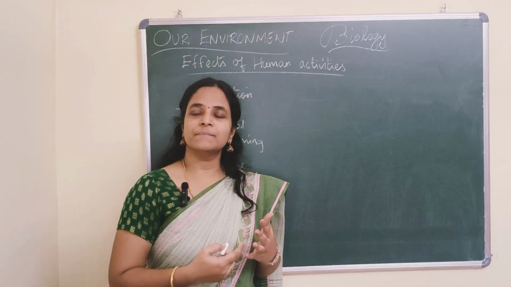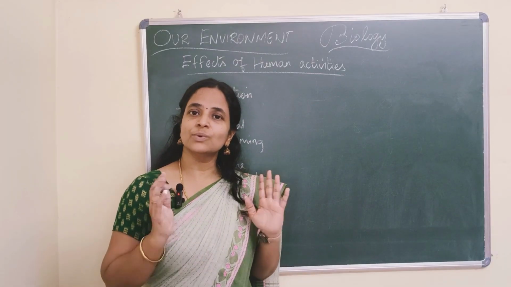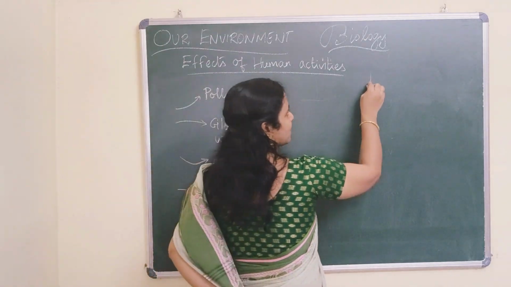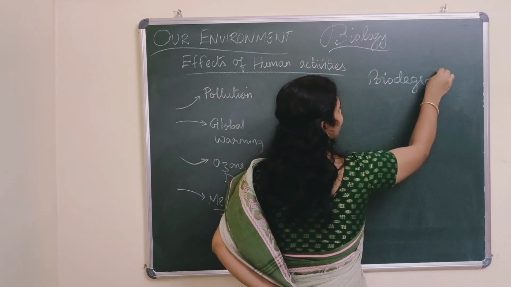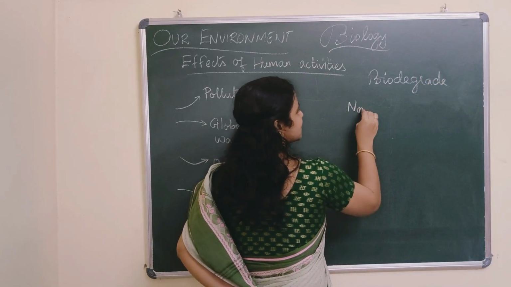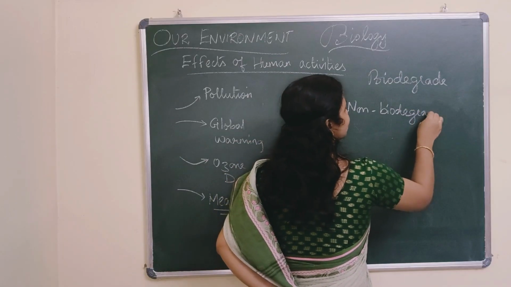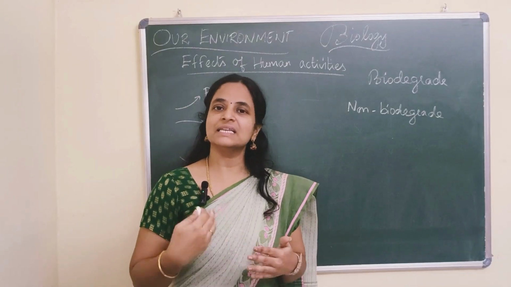So say for example, when you take the land waste, the land is filled with two kinds of waste. One is the degradable waste, the biodegradable waste. The other is the non-biodegradable waste. So biodegradable wastes are wastes like kitchen waste and domestic waste that can be easily decomposed.